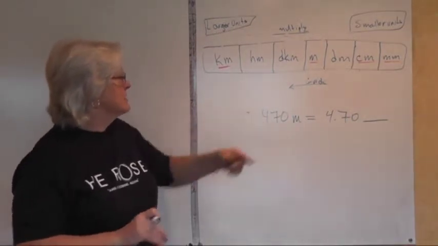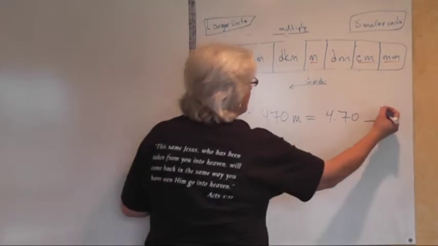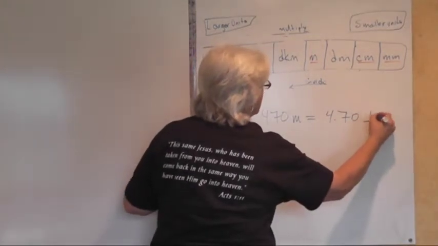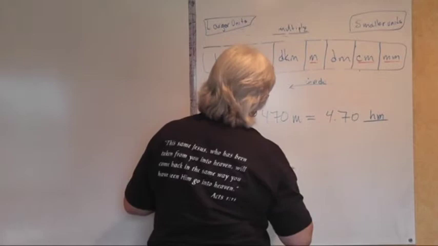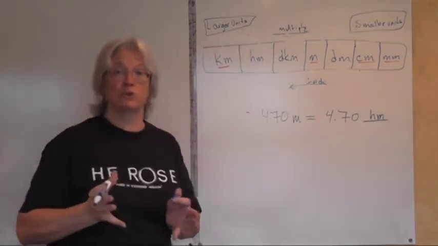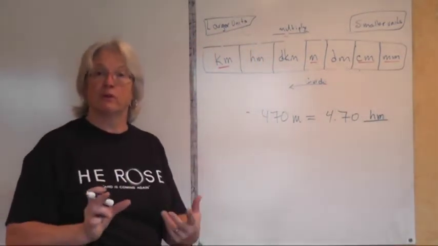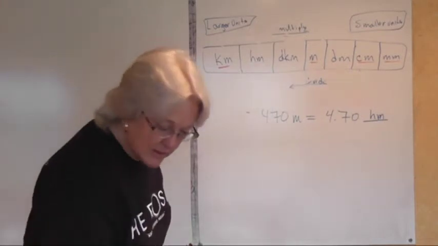470 meters is equivalent to 4.70 hectometers. And that's what you're going to do to figure out what the missing unit descriptor is.